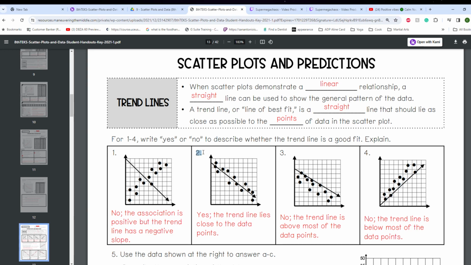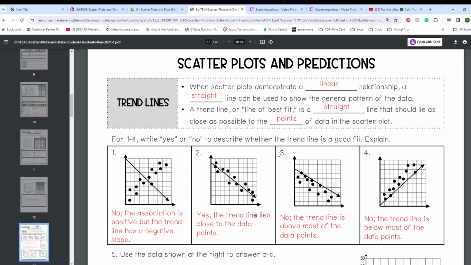So in number 2, they drew the trend line through the center of the points. And yes, this is a good predictor trend line. It lies close to the data points. It has the same slope as the association. It's negative. And it would be a good predictor of data.